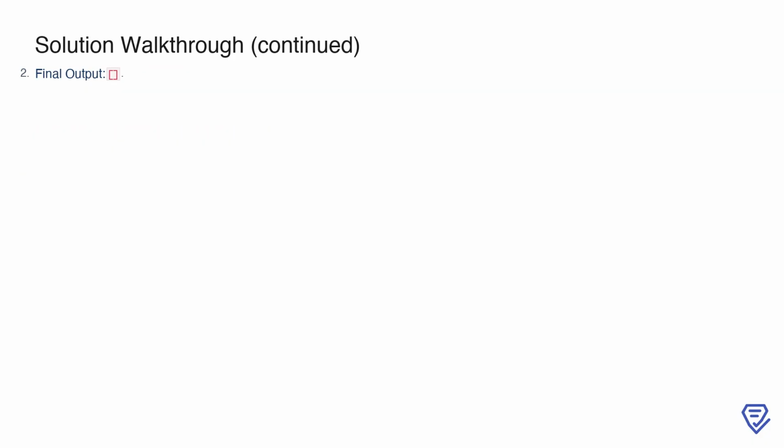In the third and final example, we are given an empty tree, where the root is None. To handle this edge case, we start by checking if the root is null. Since it is, we immediately return an empty list as the result. The final output is simply an empty list. This concludes the solution walkthrough for binary tree level order traversal.